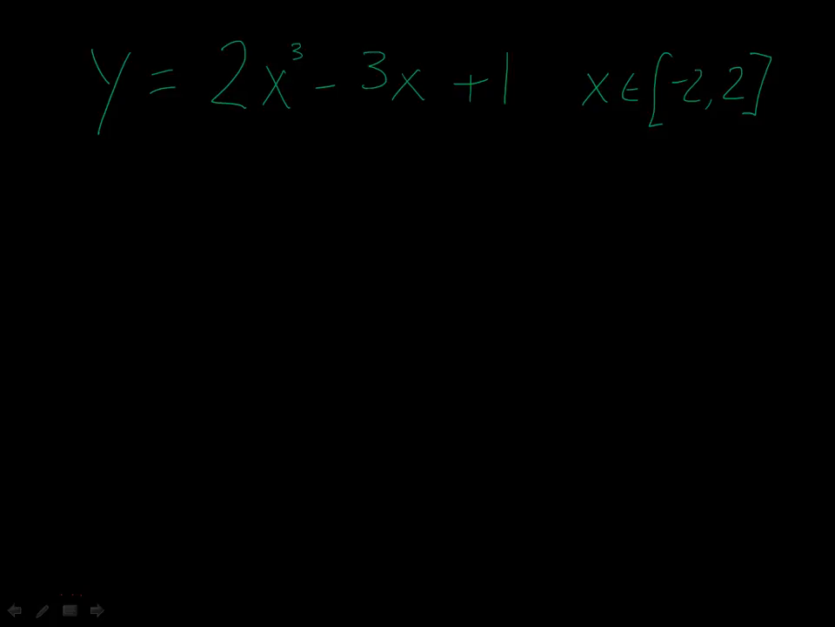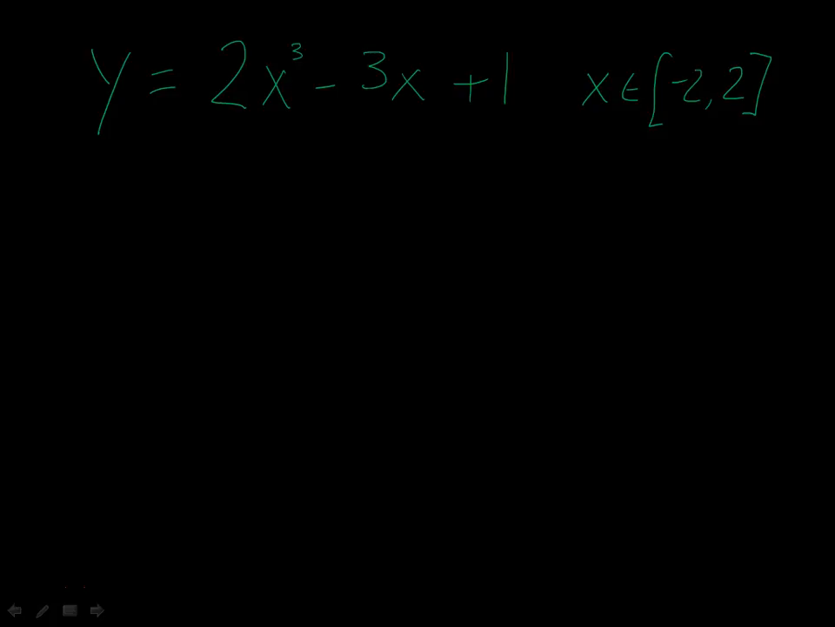Let's say we have this function here, y equals 2x^3 minus 3x plus 1 on the interval from negative 2 to 2. Now let's first ask ourselves, is this a continuous function? Yes, it is continuous because it's a polynomial. And is it differentiable on that interval? Yes, it is differentiable. If we take its derivative, it's just going to be a polynomial once again, and that's going to be defined everywhere. So this is continuous and differentiable on the closed and open interval respectively.